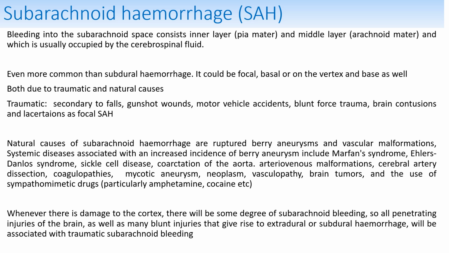While discussing natural causes, it could be mainly due to perianeurysm rupture, vascular malformations, and certain other systemic diseases with increased incidence of vascular fragility such as Marfan syndrome and etc. However, whenever there is damage to the cortex, there will be some degree of subarachnoid bleeding as well. So whenever there is a penetrating injury, basically we experience subarachnoid hemorrhage at that place as well.